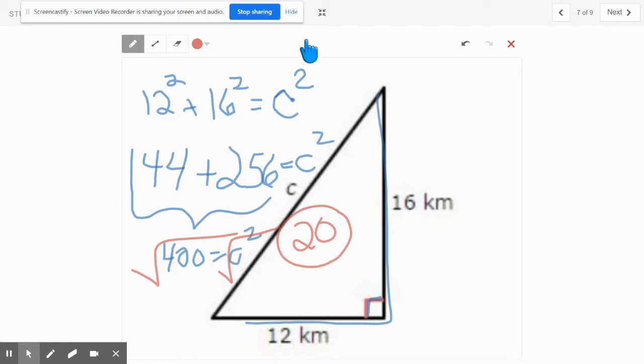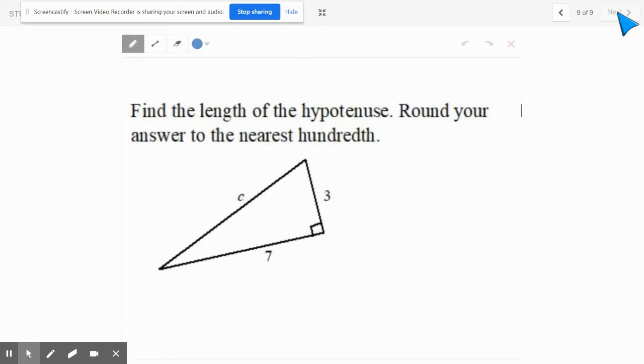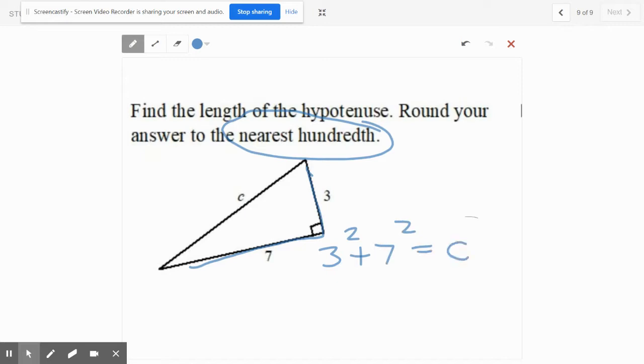All right, go ahead and try this last one on your own. I'm going to pull up my calculator. You guys go ahead and set it up. It says round to the nearest 100th. Okay, that's a big deal. Here's your L. All right. 3 squared plus 7 squared equals C squared.